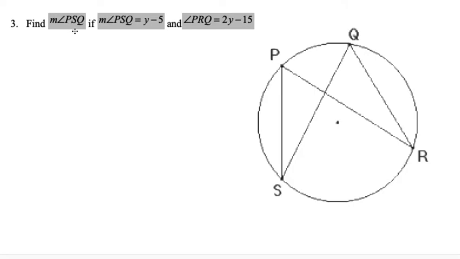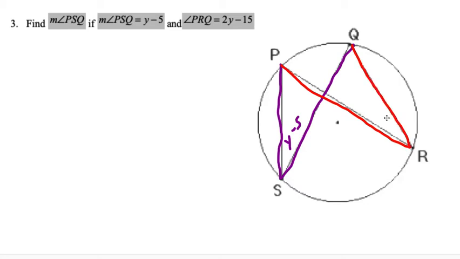Measure of angle PSQ. You start throwing some labels here. PSQ, hey, that's an inscribed angle. And that one is equal to y minus 5. PRQ is equal to 2y minus 15. Now here's where the fun begins. They both subtend arc PQ.